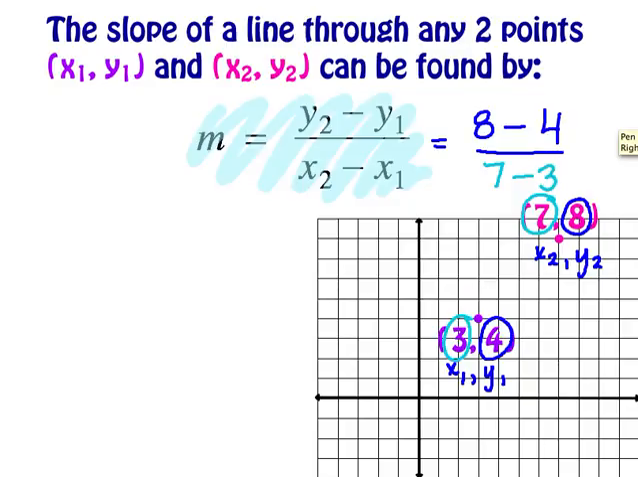So let's calculate that real quick. What's 8 minus 4? 4. What's 7 minus 3? 4. So what's 4 divided by 4? 1. So the slope that connects those 2 points is 1.